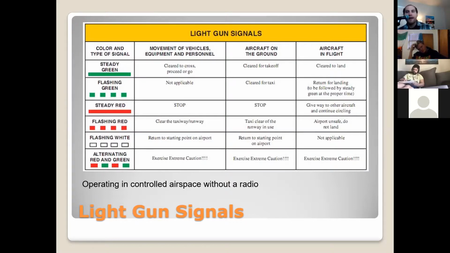We've now made our way to flashing white. So we're getting to the bottom of this slide and we have flashing white. If your aircraft is on the ground, you're taxiing around, you look up at the air traffic control tower and you see a flashing white light. Flashing white light means return to your starting point on the airport.